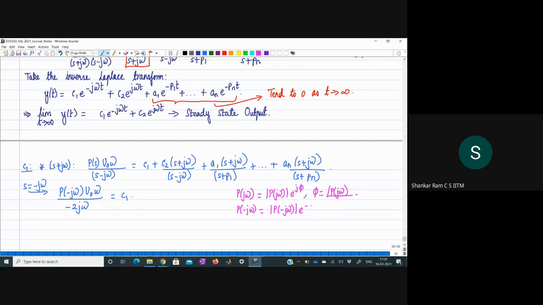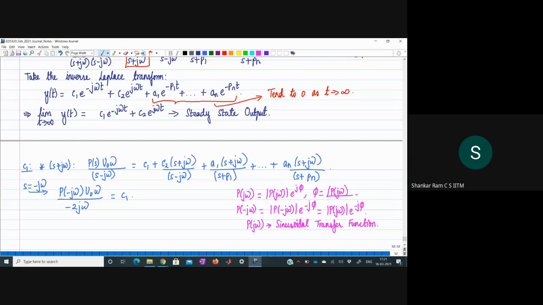We add a negative sign because the phase of P of minus j omega will be the negative of the phase of P of j omega. And the magnitude of P of j omega and the magnitude of P of minus j omega are the same. The magnitude is not going to change because we add that negative sign. So P of minus j omega is the magnitude of P of j omega times e power minus j phi. Please note what the quantity P of j omega is. P of j omega is what is called a sinusoidal transfer function. This is a specific name, when you substitute s equals j omega.